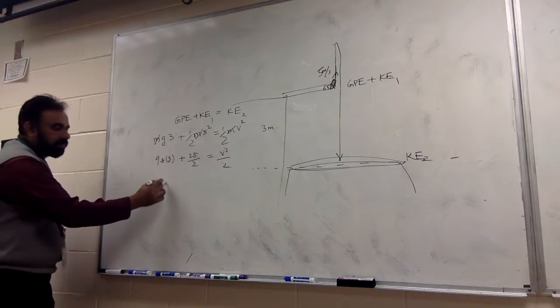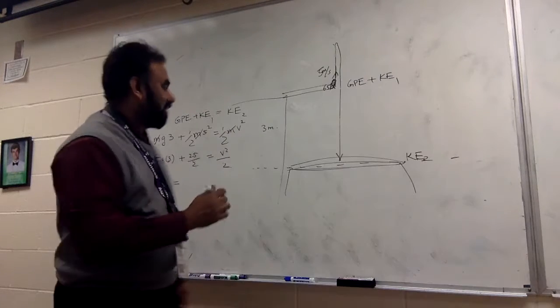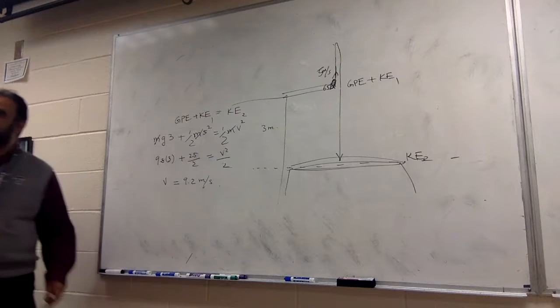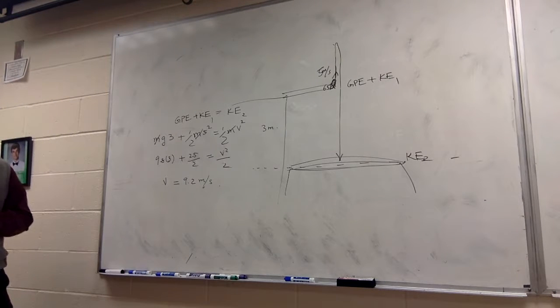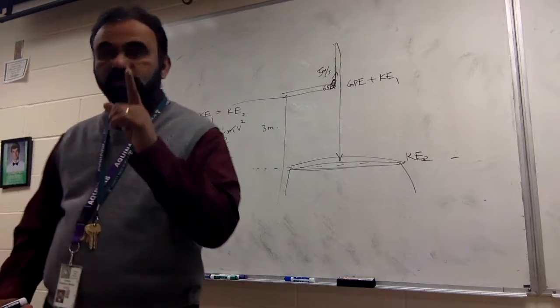What is v? Find out. 9.2 meters per second. That's right. So the velocity with which he's going to land, the speed with which he's going to hit the trampoline is 9.2 meters per second. That's the first part of the question.